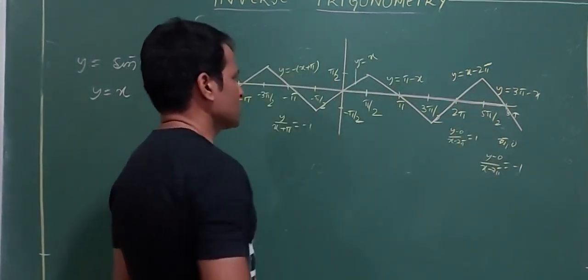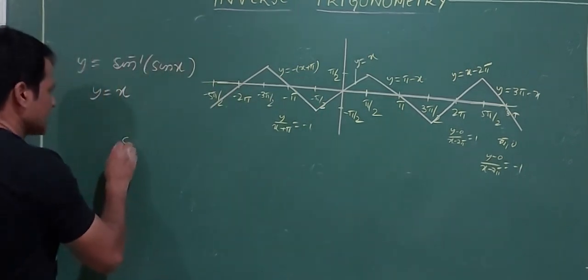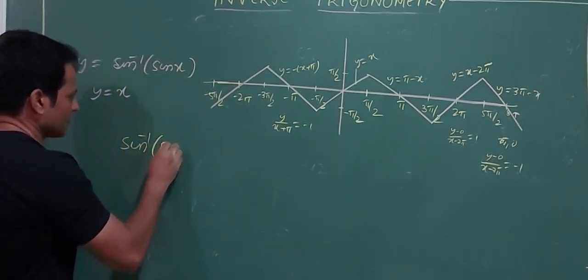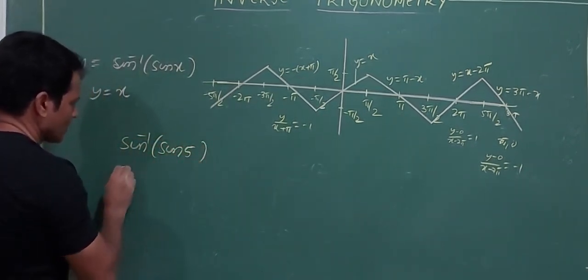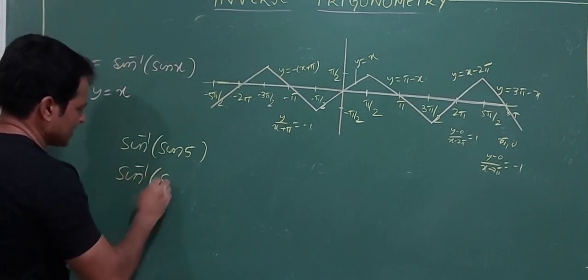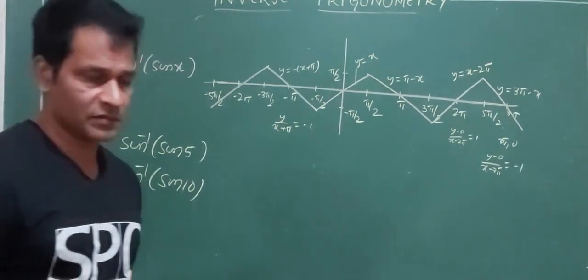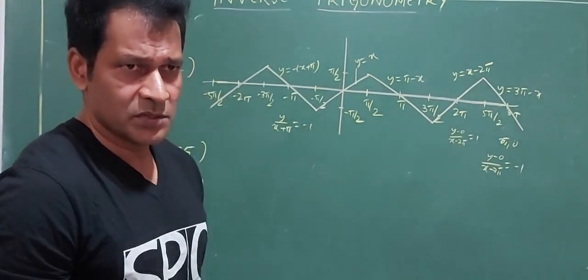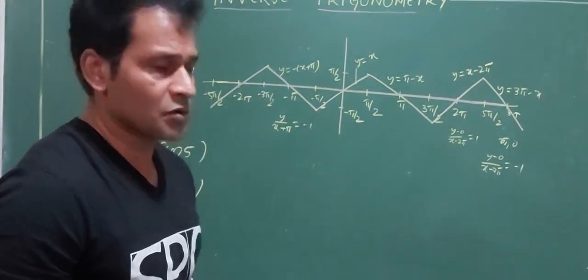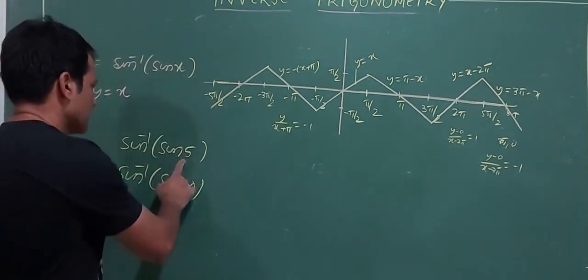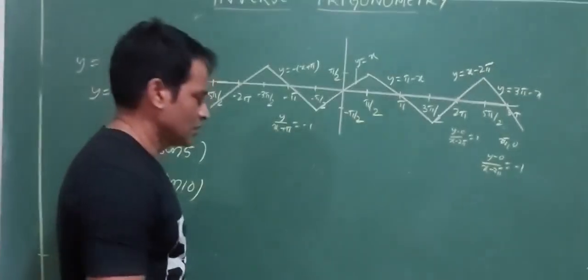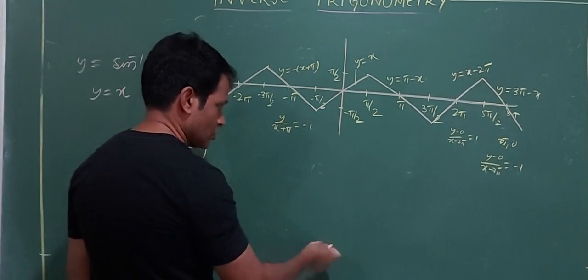Suppose now someone gives me sine inverse of sine 5. Sine inverse of sine 10. How to calculate from here? For that you need to remember the graph. One method I already gave you. Suppose you remember the graph, then how to do it? Where 5 lies, you have to do that calculation again.